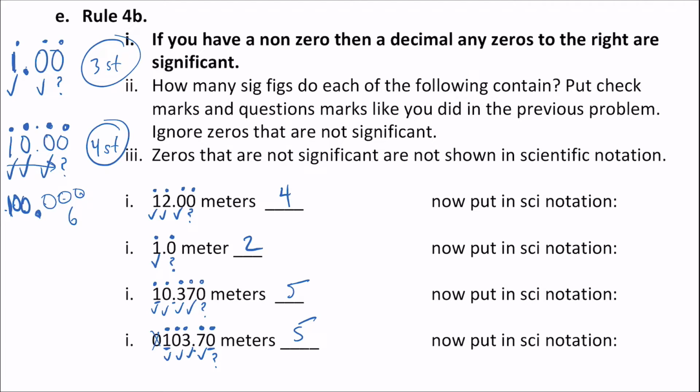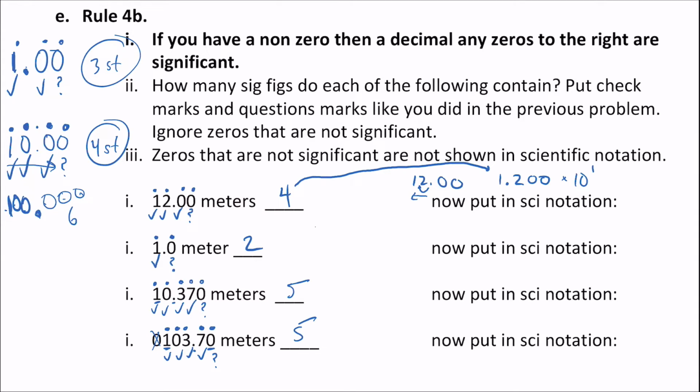All right, now, same thing as before. Try putting these in scientific notation. Pause the video, and then put the video back on and see if you got it right. Okay, 12.00. We're going to move the decimal over once. That's going to give us 1.200. And because there's 4 sig figs, remember you have to have 4 sig figs in your coefficient here. Okay, we moved it over one time to the left, which means it's going to be a positive 1. Whenever you're moving to the left, positive, moving to the right, negative.